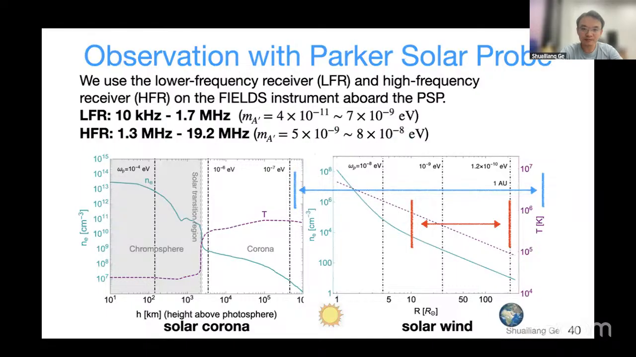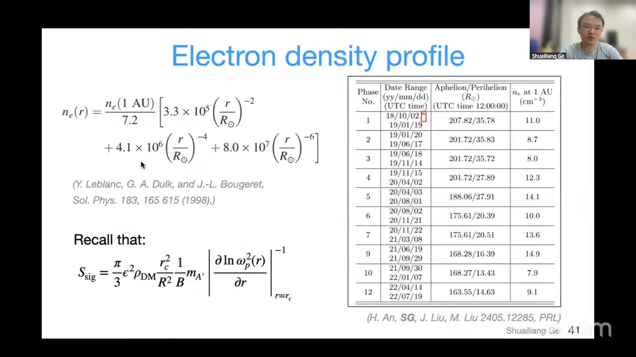We have modeled the electron density profile with this formula. If we plug this formula into the expression of the signal strength, then we can know the strength of resonant conversion at different points between the sun and the Earth.